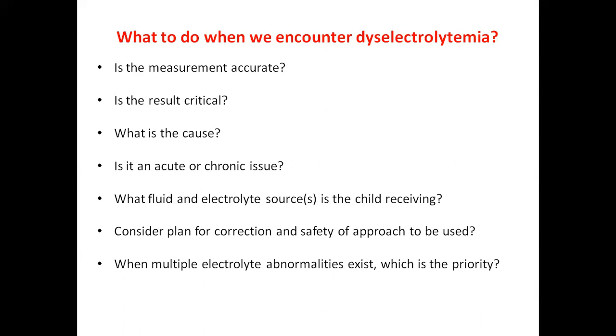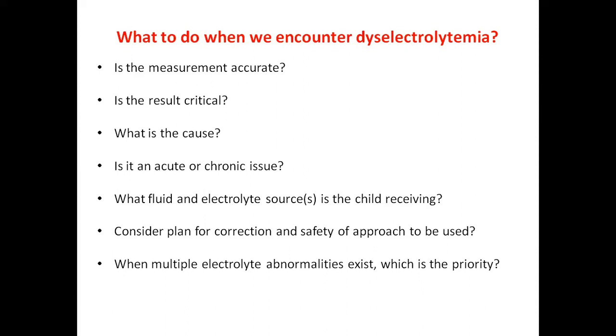So that's why you need to formulate a plan very carefully and safely so that you don't cause harm to the child. And the last important thing is when the child has multiple electrolyte abnormalities, which you have to treat first, then what I'm going to treat next. That's what you need to formulate. So these are the 7 or 8 important questions you need to ask when you encounter a dyselectrolytemia.